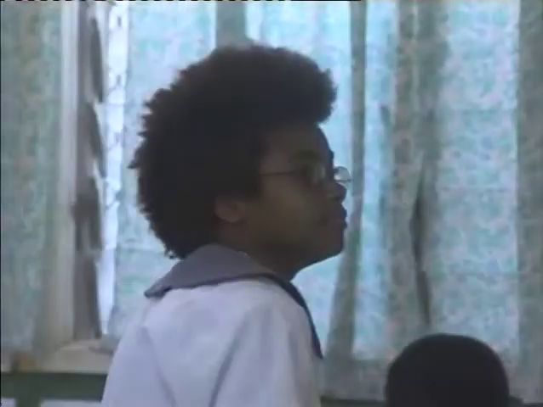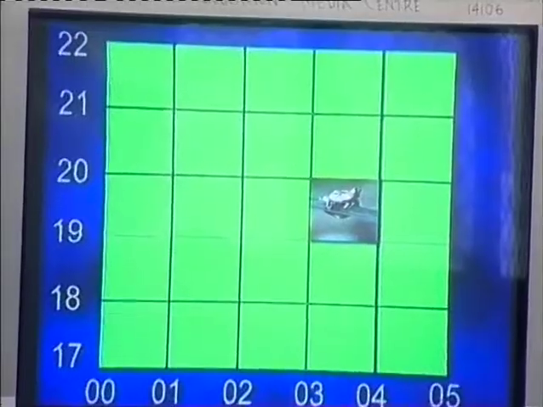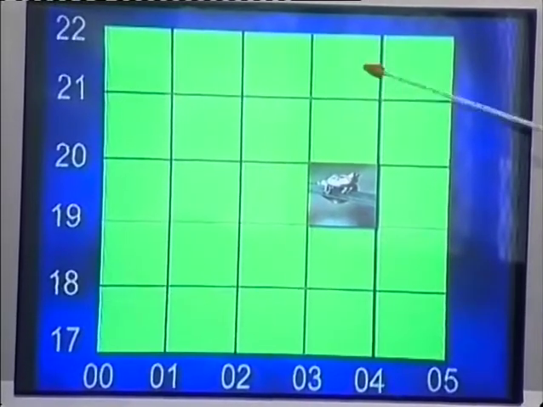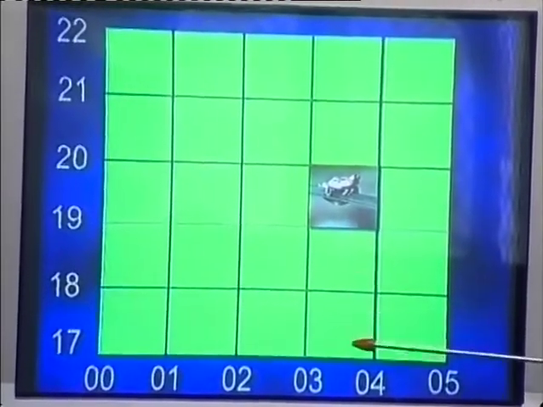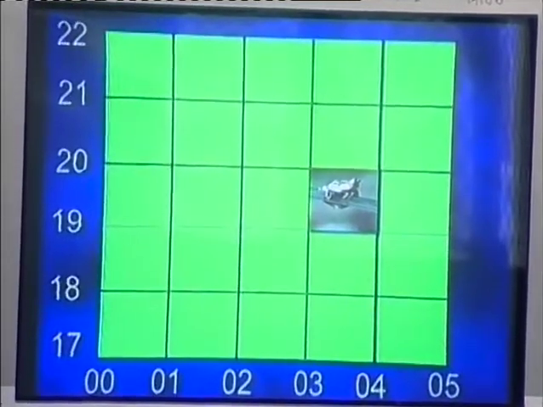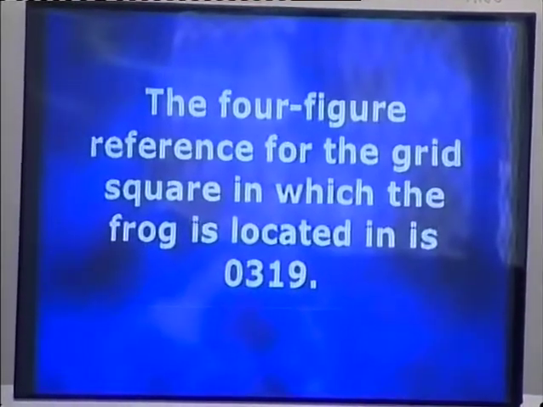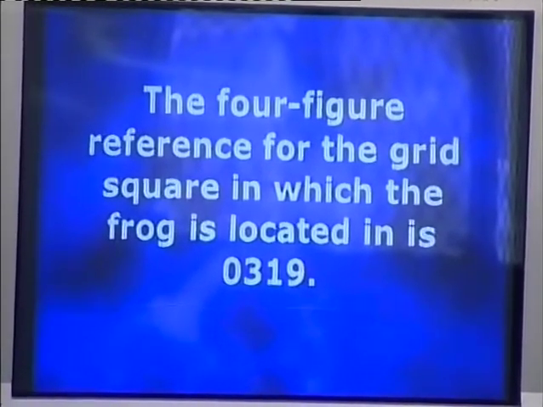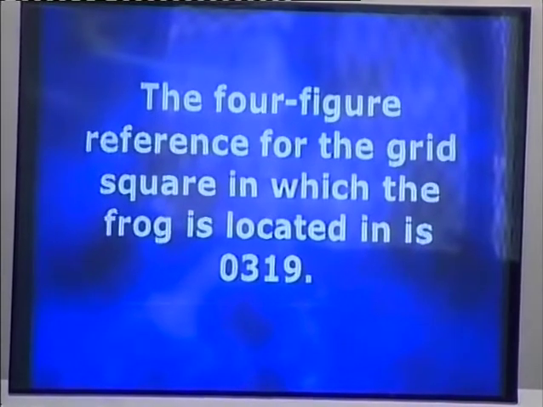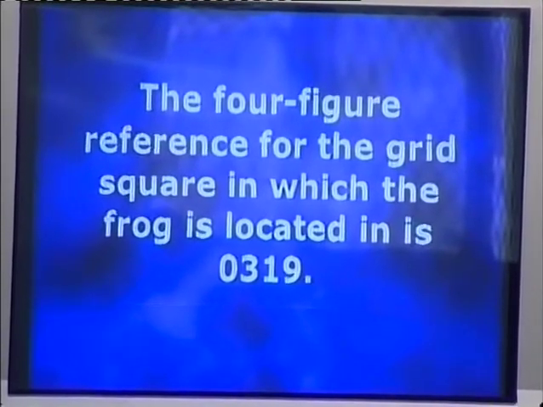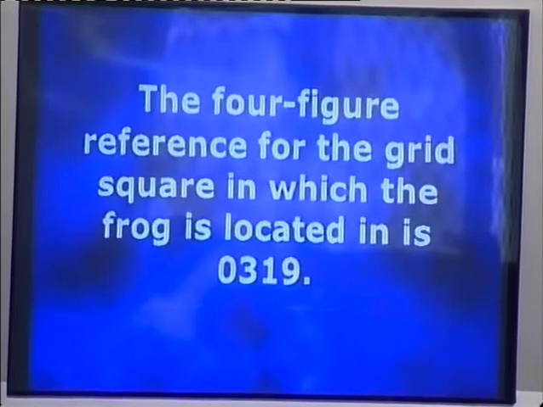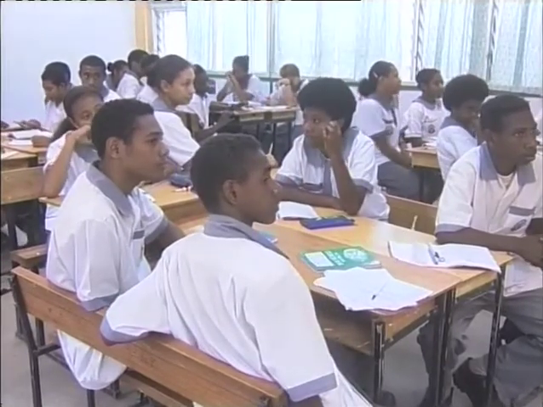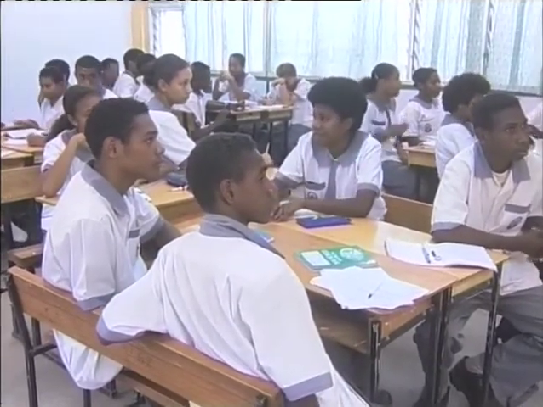0319. You agree? Yes. 0319. Okay, so easting comes first. The 4-figure reference for the grid square in which the frog is located is 0319. All right, 8Cs, do you understand, receiving students? Please, if you're not sure, put your hands up or ask.